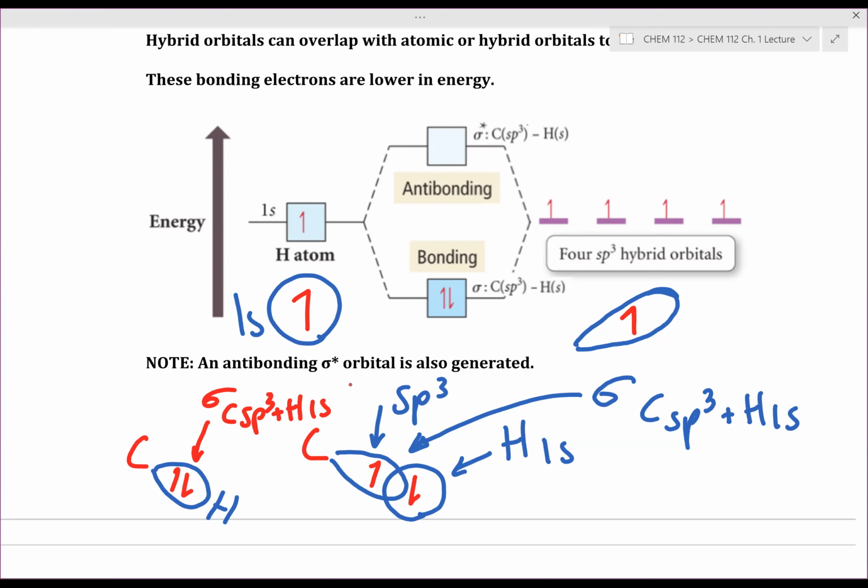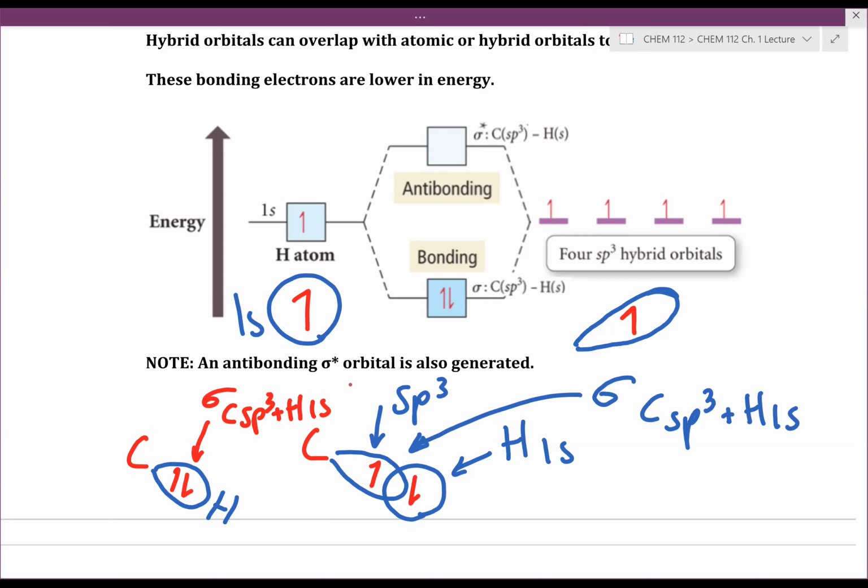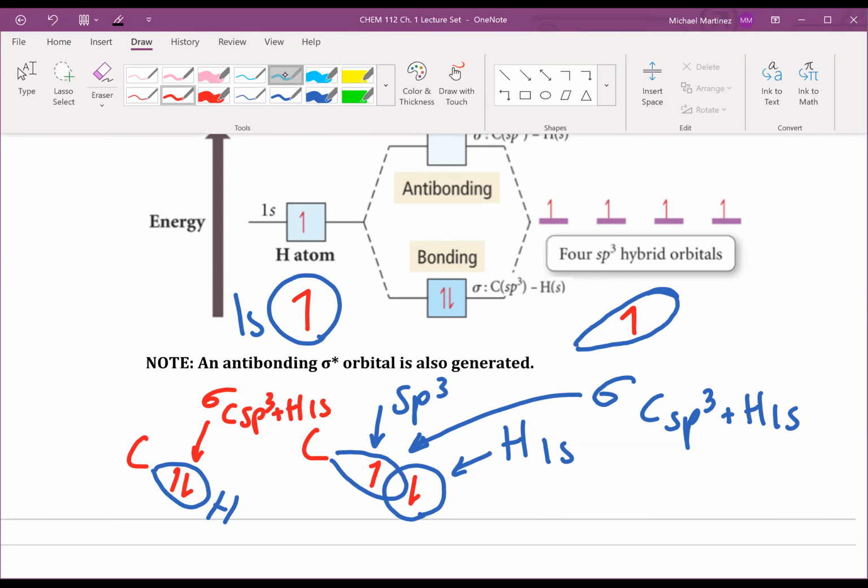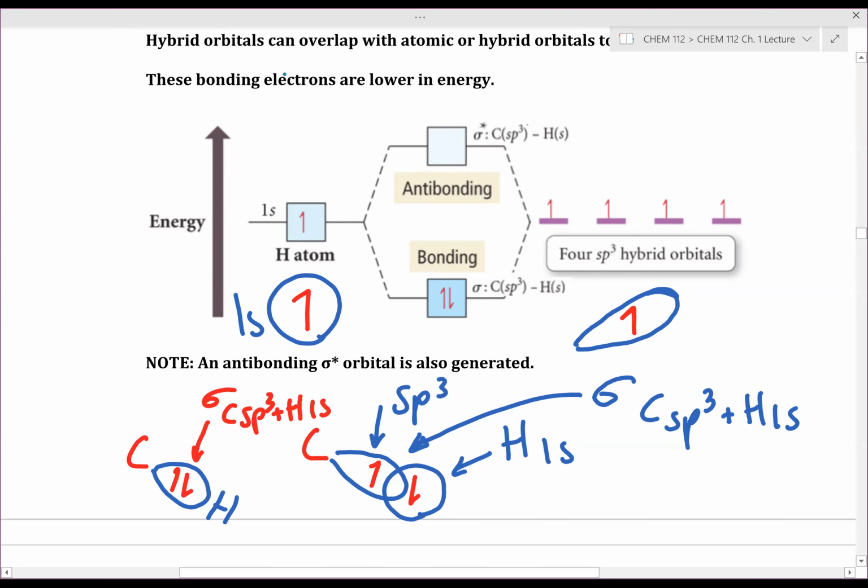What else do we make? And this is not often brought up in 101. What other orbital are we making? Looking at this picture: bonding and antibonding. And the antibonding orbital, I'm going to draw in a different color, doesn't have any electrons right now, but it's still present and accessible for chemical reactions. And it can be affected in different reactions.